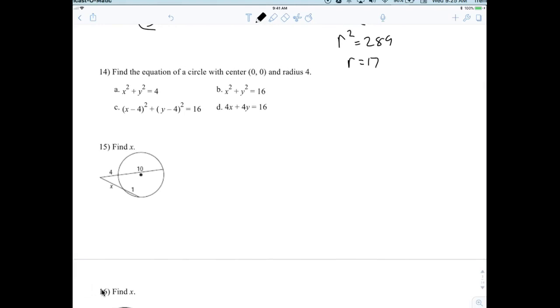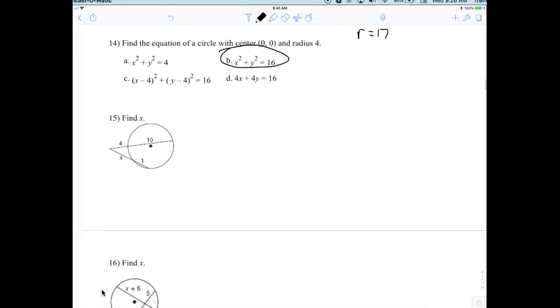All right. Now, this one's kind of nice because it says find the equation of the circle with center at 0, 0, which means it's just x squared plus y squared equals 4 squared, which is 16. You'll see in a minute. We got lots to go.